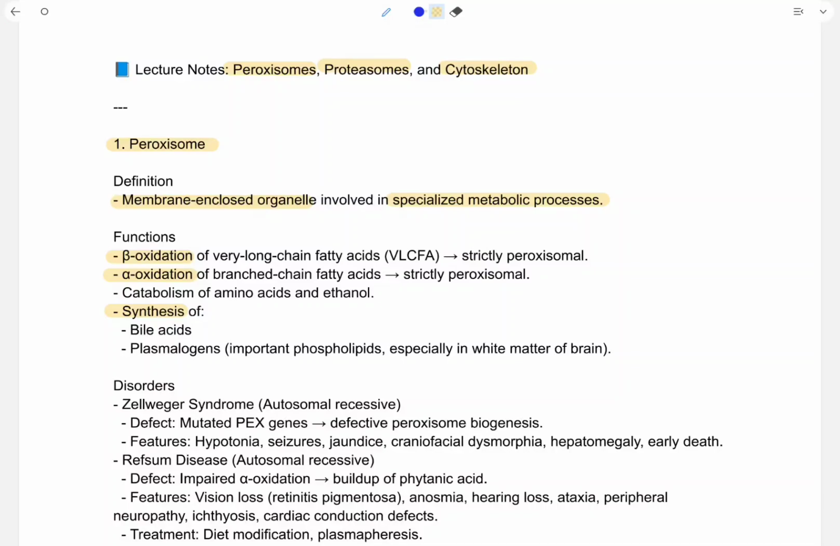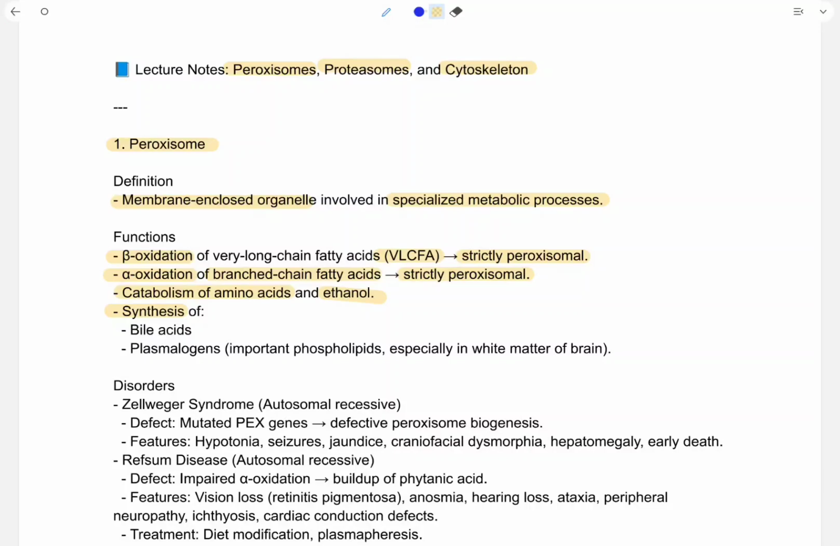The main function of the peroxisome is beta oxidation of very long chain fatty acids, or VLCFA. It is strictly a peroxisomal process. Alpha oxidation of branched chain fatty acids is another function of the peroxisome, and it is also strictly a peroxisomal process. Another function of the peroxisome is catabolism of amino acids and ethanol.